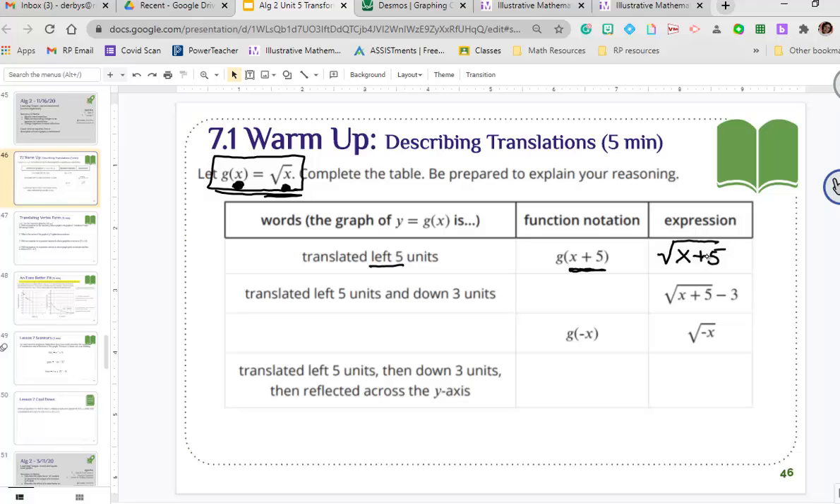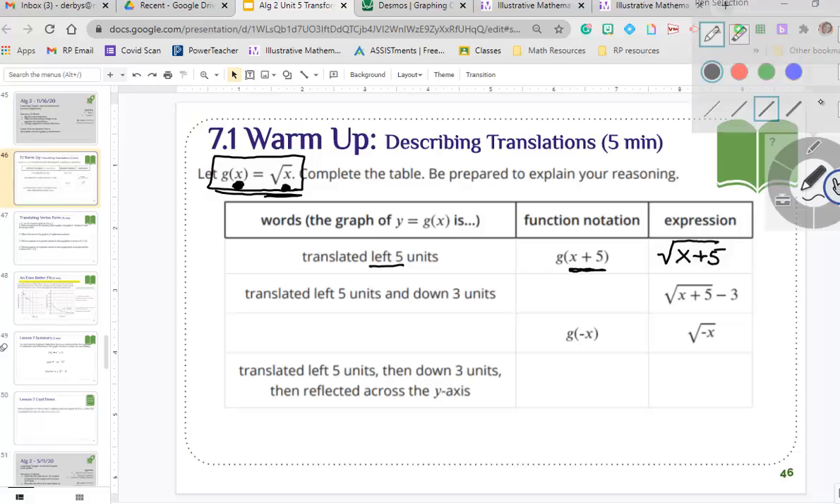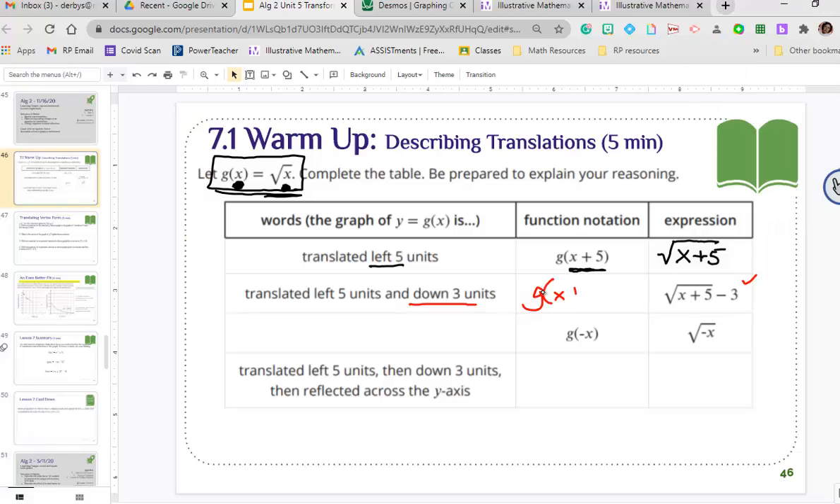If we went an extra step there, and we not only moved it 5 units to the left, but then we also moved it down 3 units, we already see what that would look like in our expression, and it would look very much the same in our function notation. We would have g of x plus 5 in parentheses. Close those parentheses because we're done making the horizontal change, moving it left and right. And now we also want to tack on a minus 3 in order to move it down 3 units.